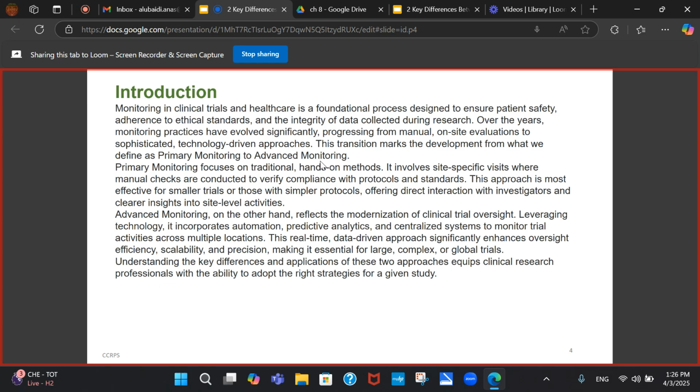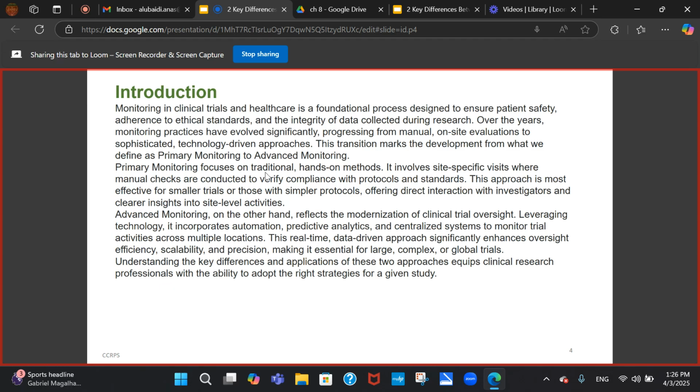So, through technology, through improvements in the methods and the involvement of technology, the monitoring style or process is transformed from primary to advanced monitoring. And in this video, we are discussing the key differences between primary and advanced monitoring.